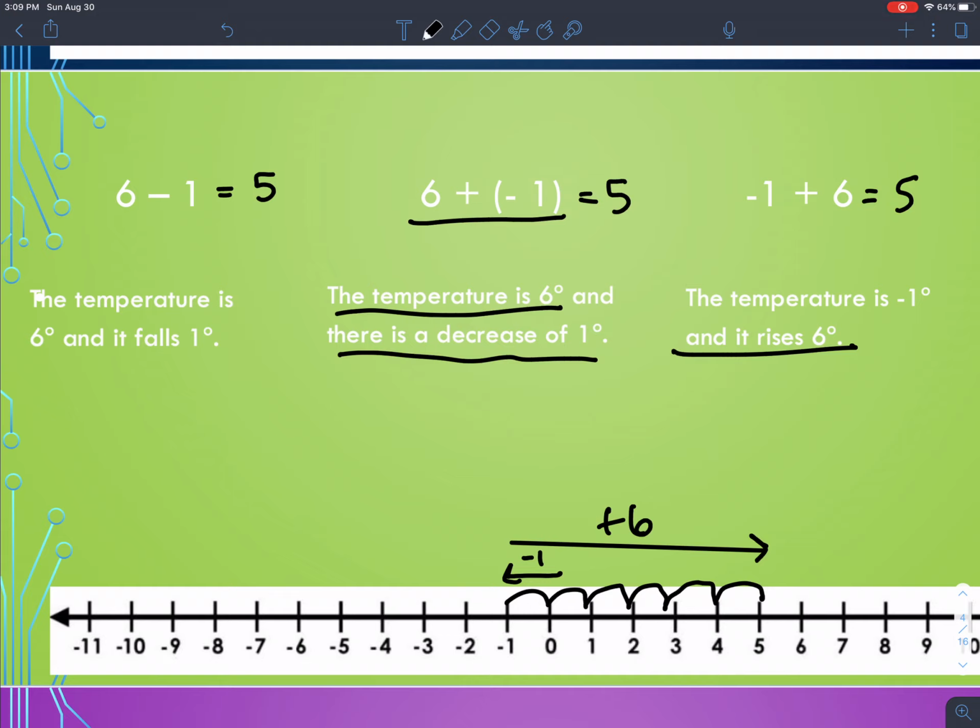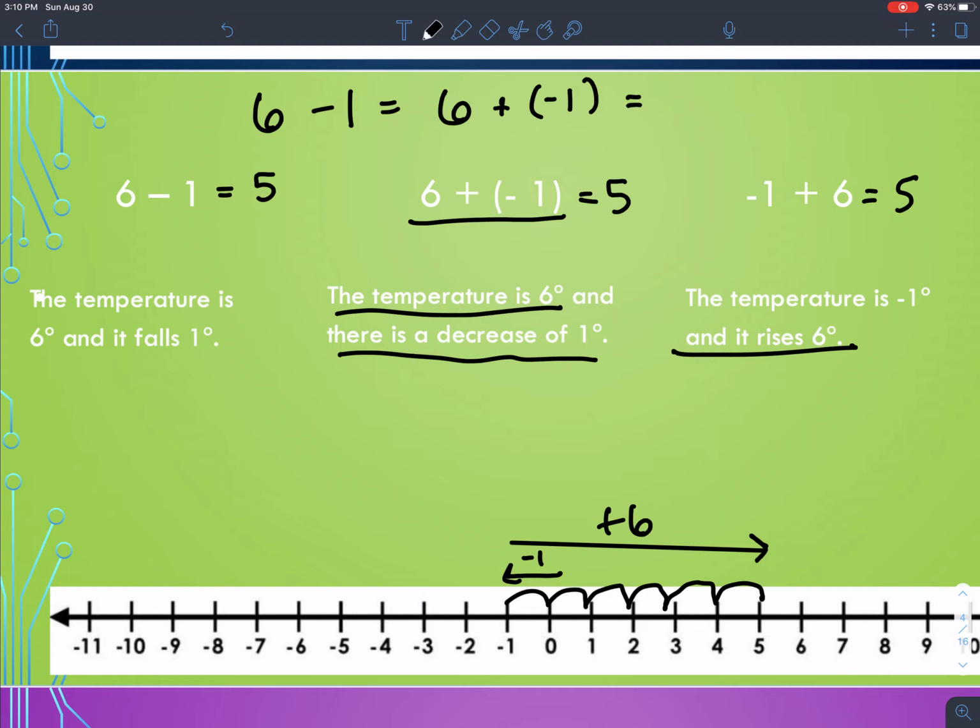So let's talk about what happened mathematically. What we have here is 6 minus 1. We know that that is 6 take away 1. We also know from our previous example, and we're going to keep practicing this, that saying 6 take away 1 is saying we have a 6 and we also have a negative 1. So we can write that as an addition problem with a negative 1 instead of minus 1. It's the same thing.